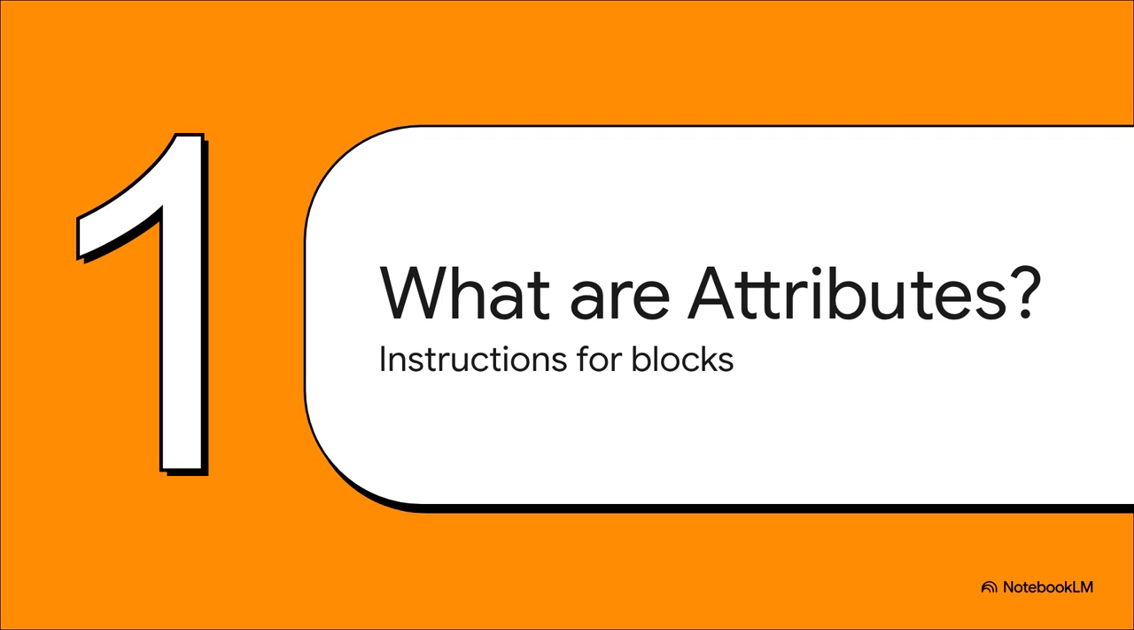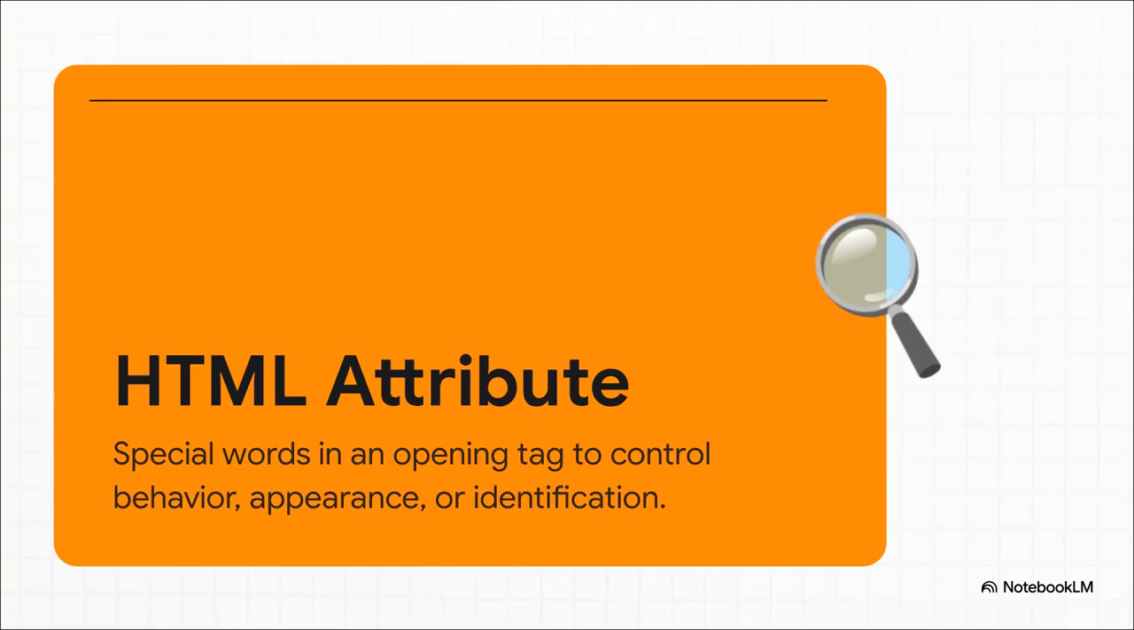If you think of your HTML tags, like a paragraph tag or a div, as your basic Lego blocks, then attributes are the instruction manual telling each block exactly what to do. So what are they really? Well, they're basically special instructions that we add to the opening HTML tag. They don't actually show up on the page for users to see, but they're giving critical commands to the browser, controlling how an element behaves, what it looks like, and how we can identify it later.